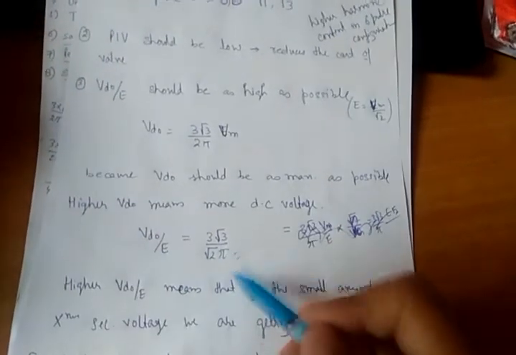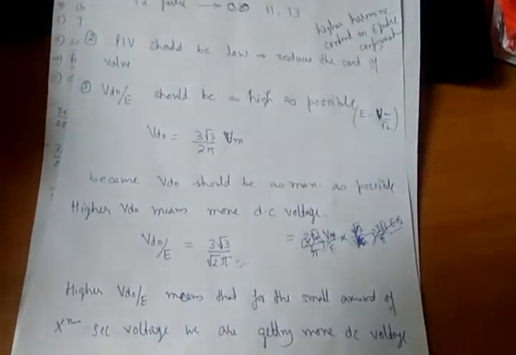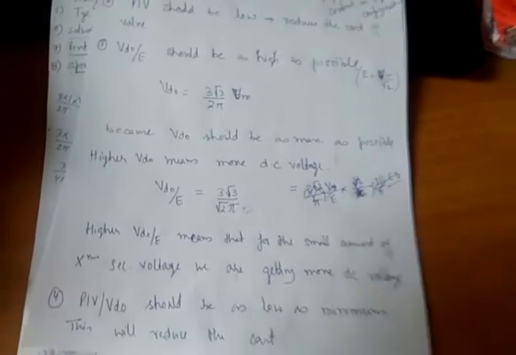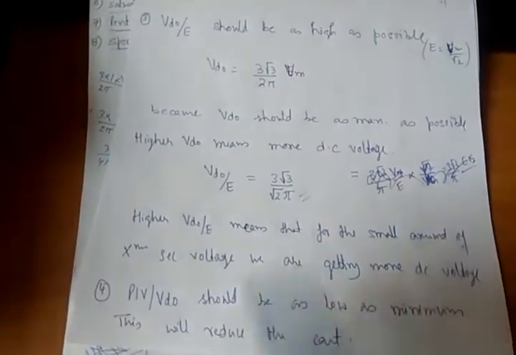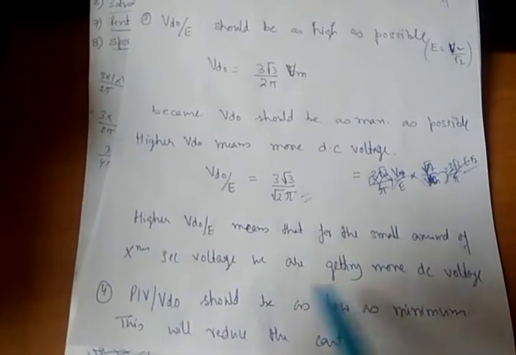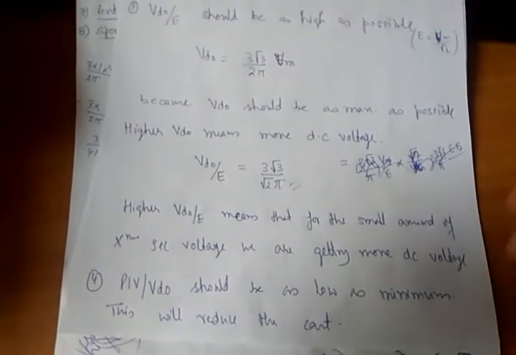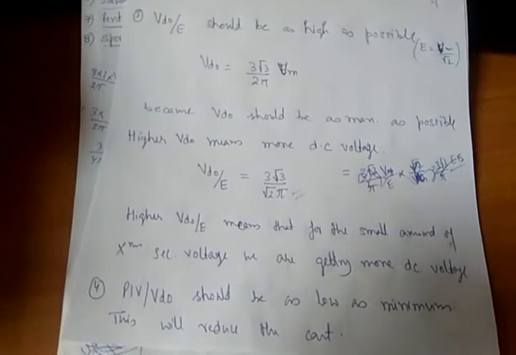Okay, it is simple substitution. So I think root 2 will come in the numerator or whatever it is. So this I am saying for higher VD naught by E means that for a small amount of transformer secondary voltage, we are getting maximum output voltage. Then only we can say that our system is efficient.